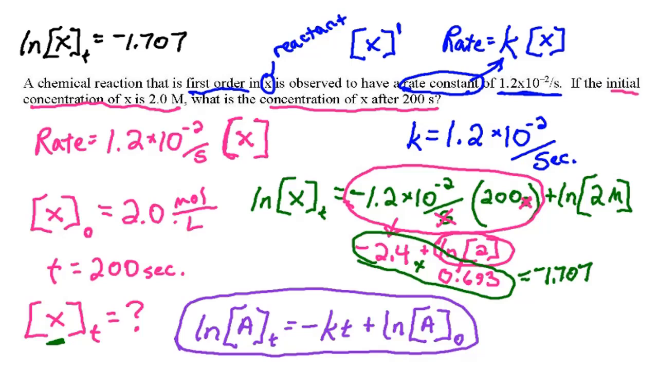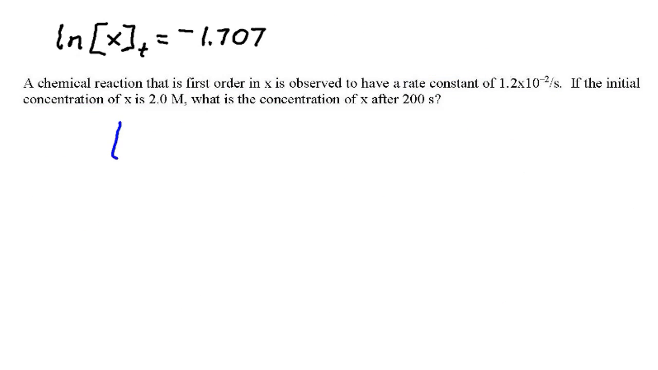Now, how do we figure out the natural log of X equal to negative 1.707? How do we figure out what X is? How do we get rid of that natural log we have up here? So the opposite of the natural log on your calculator is actually another little button with a lowercase e and an exponent box next to it. So these are going to cancel each other out.